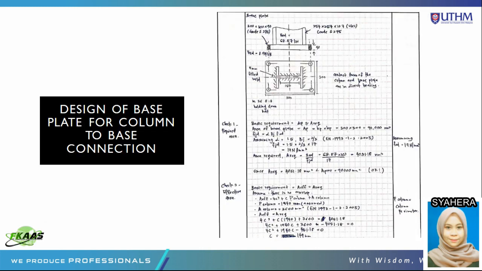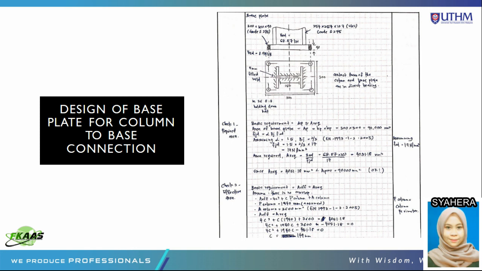For the first type of connection, which is column to base, the value of NED we got in the previous step is 68.87 kN. We use the base grade S275, which is 300 times 300 times 90, and the column grade is S275, which is 254 times 254 times 107. The value of VED is 8.914 kN. By assuming the value of FJD is 70 Newton per millimeter square, we got the value of A required is 4051.18 millimeter squared, which is less than A provided of 90,000 millimeter squared.